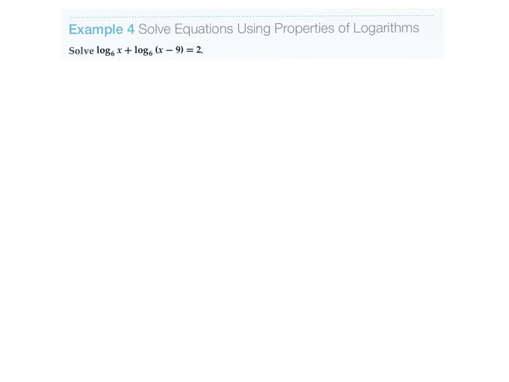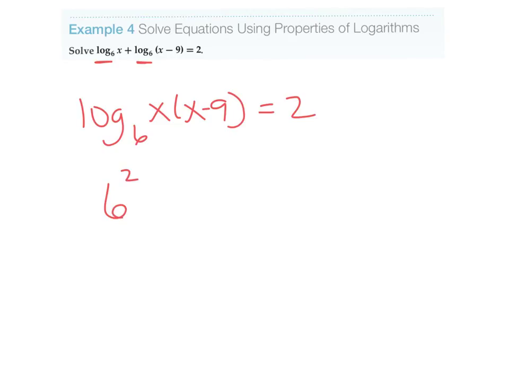To solve these two types of equations, when the bases are the same, the property says if I take that same base, I can multiply the logs. So x times x minus 9 equals 2. Now to solve logs, we have to change to an equation. So we go back to converting logs into equations. Basically we have our base of 6 to the 2nd power equals x times x minus 9. All I've done is take the log and write it with the base and the exponent.